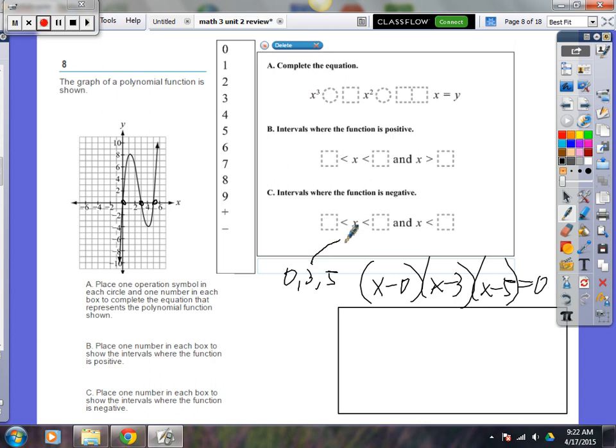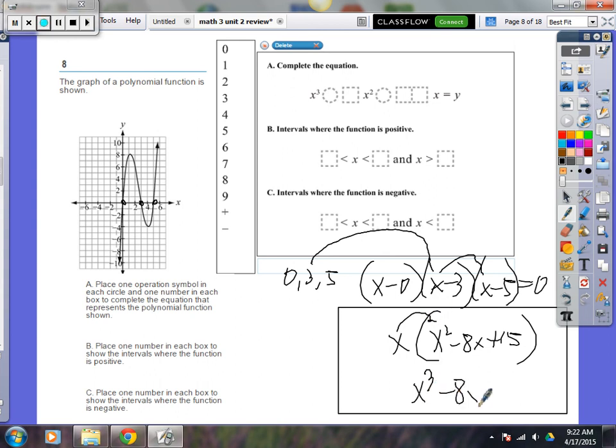Because if you plug in that root, 3 for x, 3 minus 3 is 0. So the roots are kind of opposite what the equation is going to be. Now if we just distribute these first, this is going to give me x squared minus 8x plus 15. Then if I times that by x minus 0, which is just the same as times it by x, and distribute that through, that's going to be x cubed minus 8x squared plus 15x.